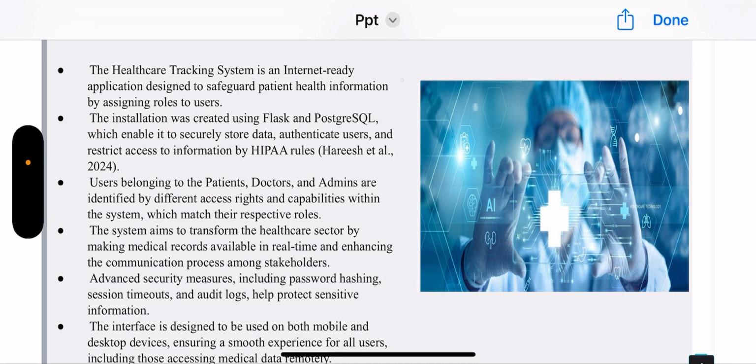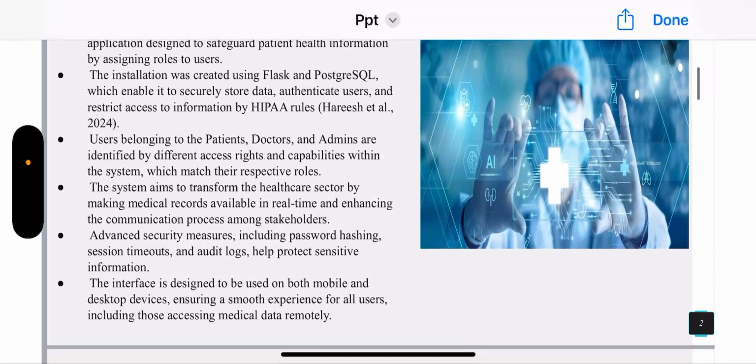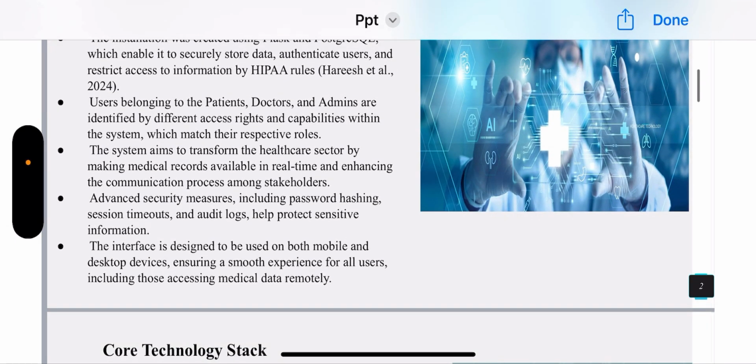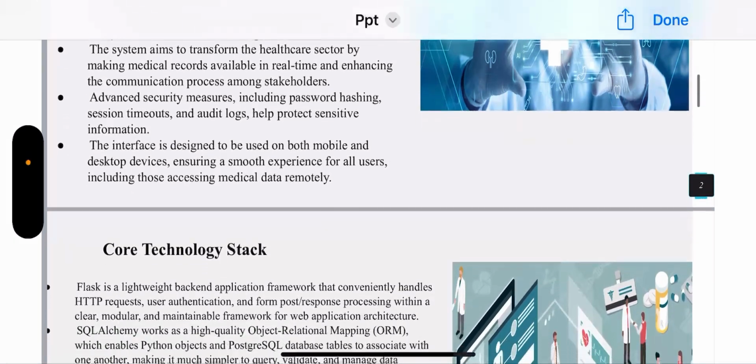The healthcare tracking system is an internet-ready application for safeguarding patients' health information by accessing roles, and it also involves installation, creation in Flask, securing the data, storage of data, and user authentication, and registering the information under HIPAA rules. The system also aims at the transformation of the healthcare sector by making medical records available in real time and enhancing the communication process among the stakeholders.